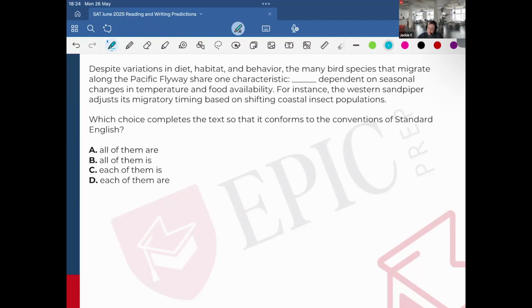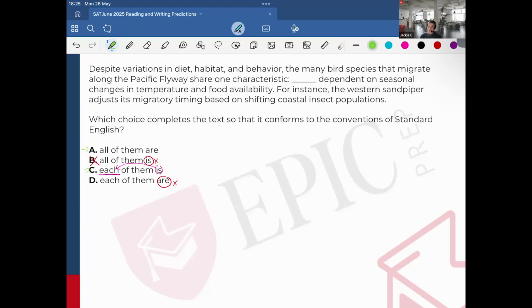So first, just reading them, all of them are, that could be okay. All of them is, that would have to be are, so I can eliminate option B. Each of them is, that's okay. And each of them are, that is incorrect. Why? Because remember, each is an indefinite singular pronoun and it agrees with each. So I'm going to be between A and C. So then reading here, it says they share one characteristic, each of them on seasonal changes in temperature and food availability.